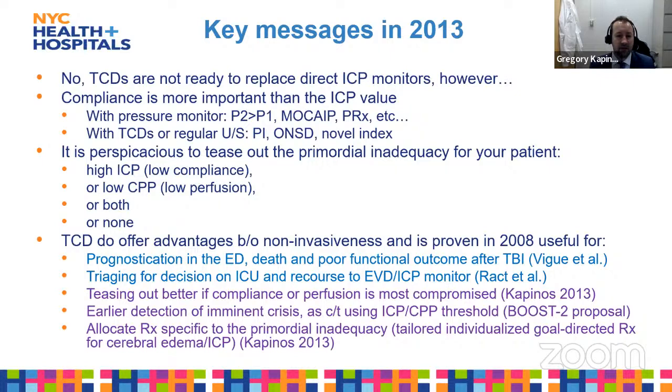Teasing out better if your compliance or your perfusion or both is what is problematic with your patient. We can do an earlier detection of an imminent crisis when we see the trend of the compliance being altered or the trend of the CPP going down, with the correlate that I'm going to give you, the biomarker on TCDs. And then we can allocate the specific treatment.